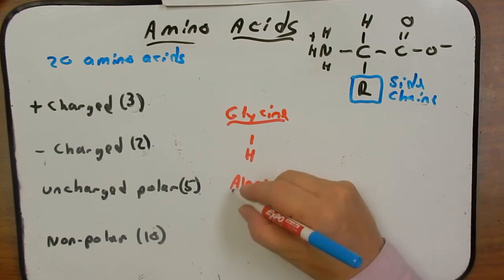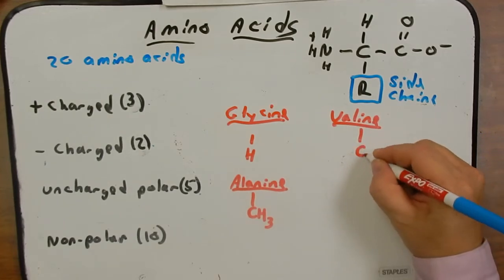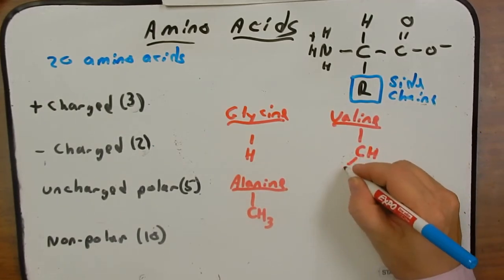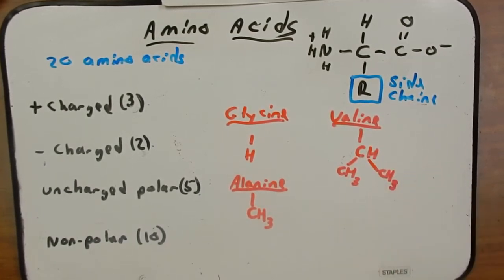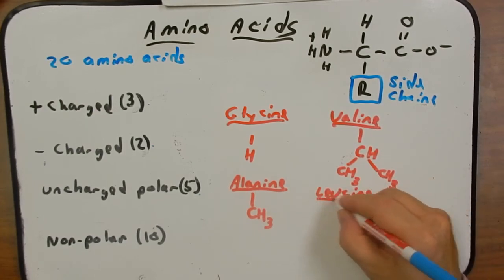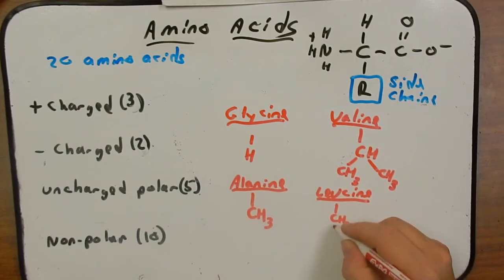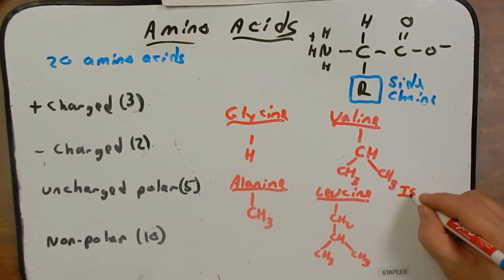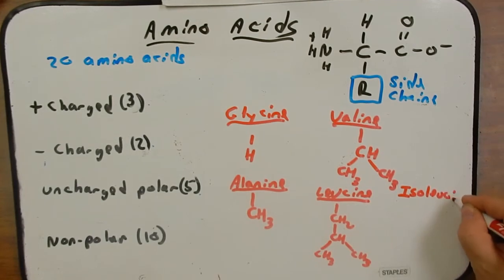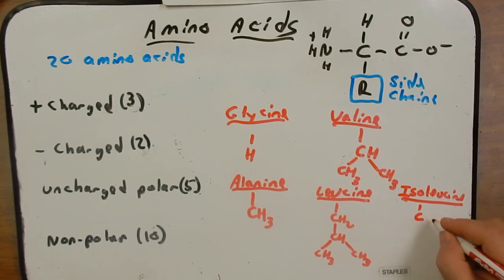The next one I want to talk about is valine. Valine contains 3 carbons, but they split off like so, with 2 methyl groups on the ends. Leucine is the next one I want to show. It's like valine, except it has an extra carbon. The last one I'm going to show in this group here is isoleucine. Like leucine, it also has 4 carbons. They're just arranged a little differently.